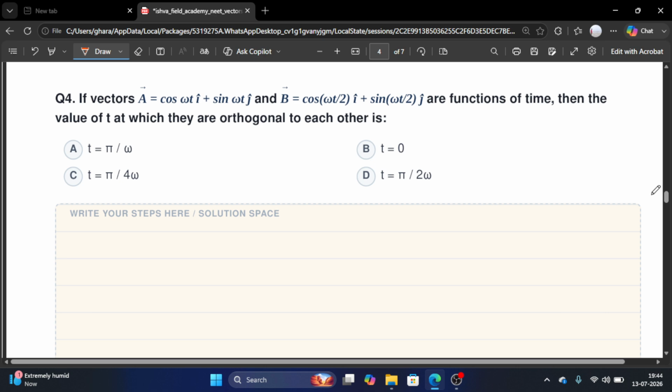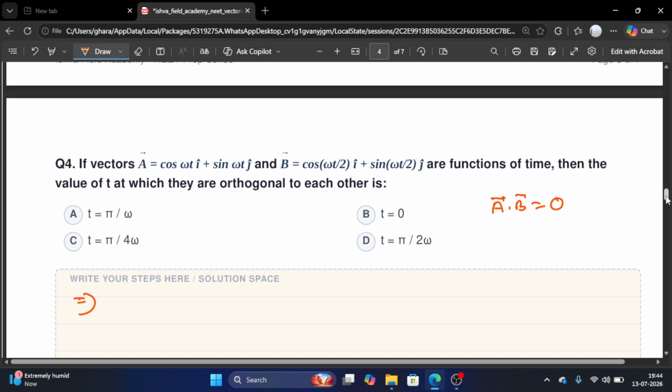We already know that when two vectors are orthogonal, a dot b gives you 0. The question gives two vectors that are functions of time, and asks for the value of t at which they are orthogonal. So what I do, you just do the dot product.